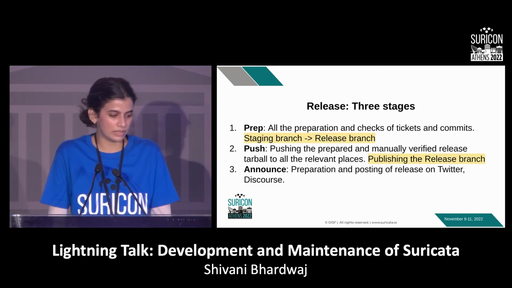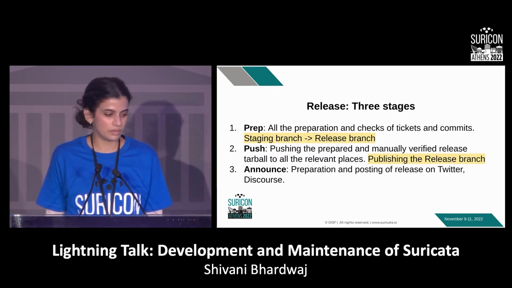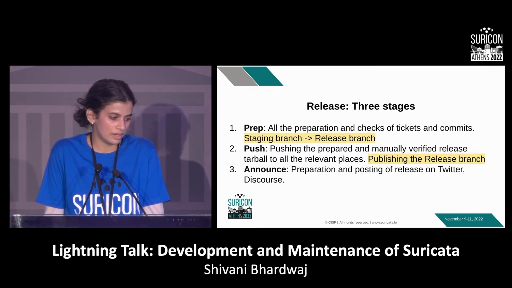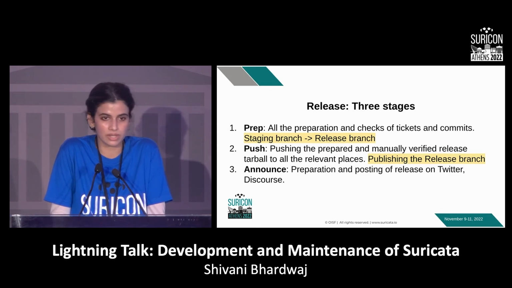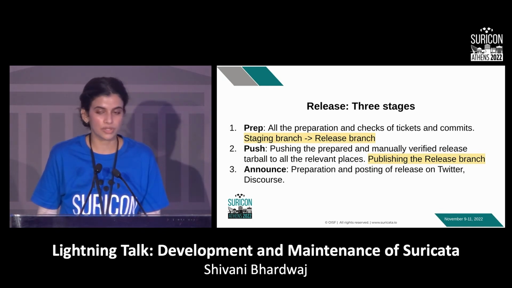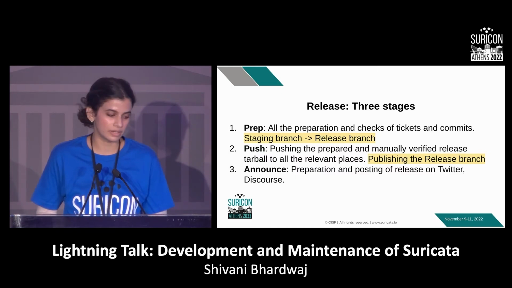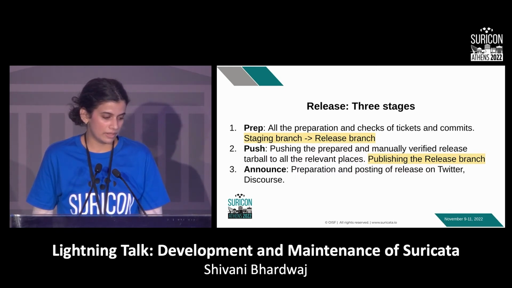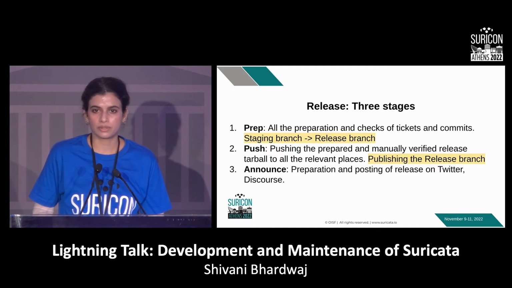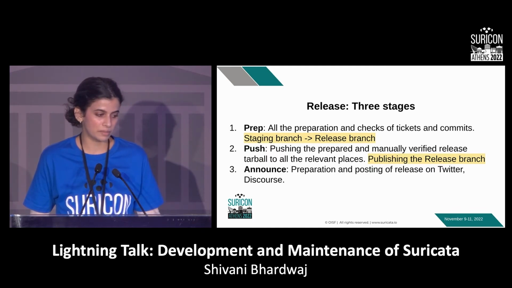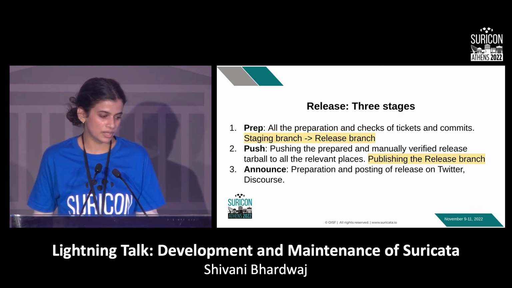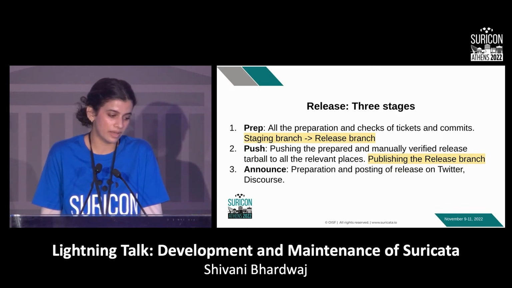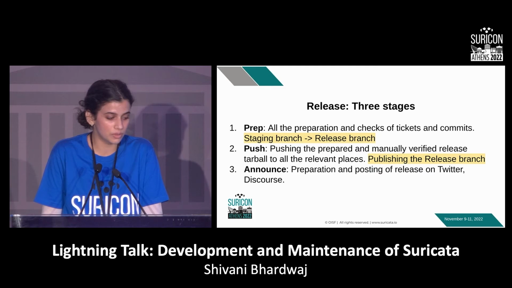Then there is also a release tool for the entire release in progress. It happens in 3 stages. The first stage is prep, in which we do all the preparation and checks for tickets and commits. It's basically converting a staging branch into a release branch with all the changelog updated and everything. Then we run some tests on the tarball that is created in the prep stage to see if it's all right. And then we go for the push stage, in which we push the prepared and manually verified release tarball to all the relevant places.